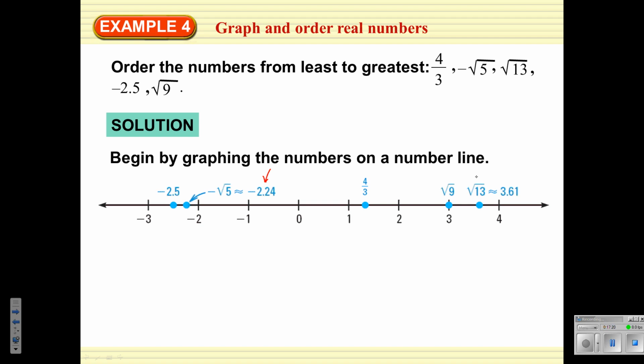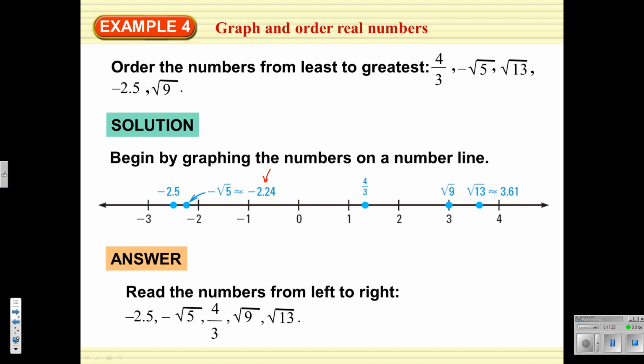So you can use calculators. I'm fine with that. So here we are from least to greatest: negative 2.5, negative square root of 5, positive 4/3, square root of 9, square root of 13. Use your calculators to estimate these square roots if they're not perfect squares. Notice the squiggly lines, these little equal signs that look like this. This means estimate or approximate.